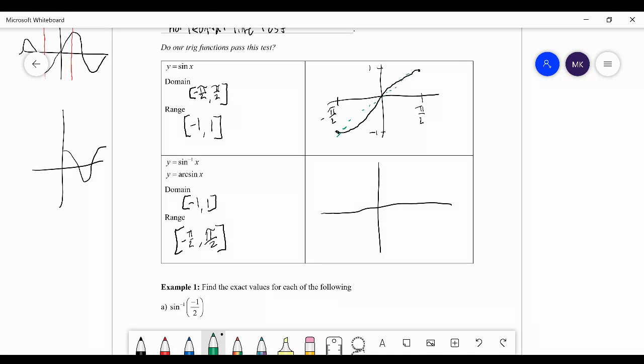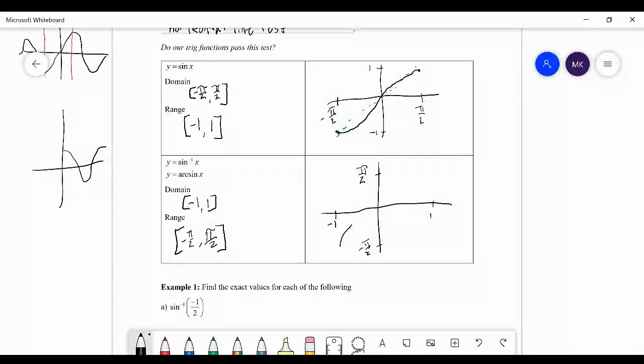For those of you that forgot this or never saw this idea, to figure out the graph of an inverse function, we can flip the graph across the line y equals x. With -1, 1, π/2, and -π/2, the function swoops down and then swoops up, and the inverse is going to do the opposite of that.